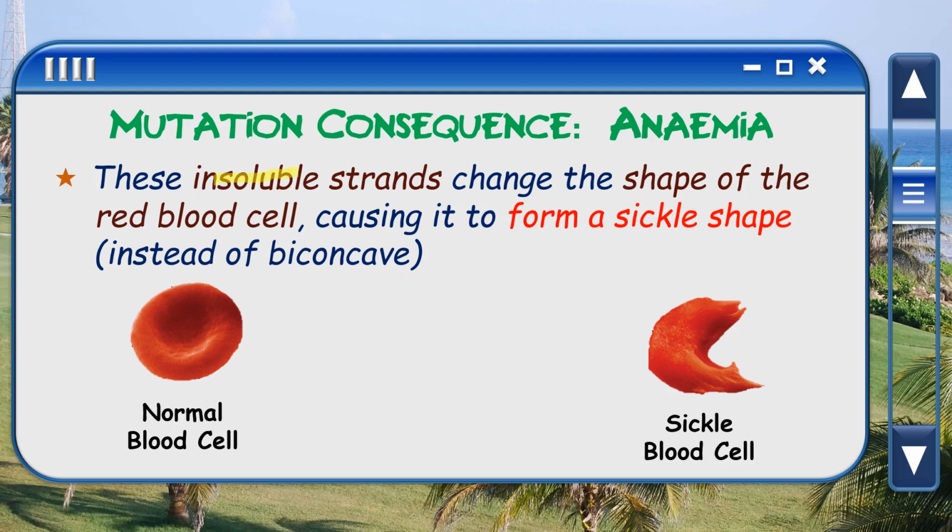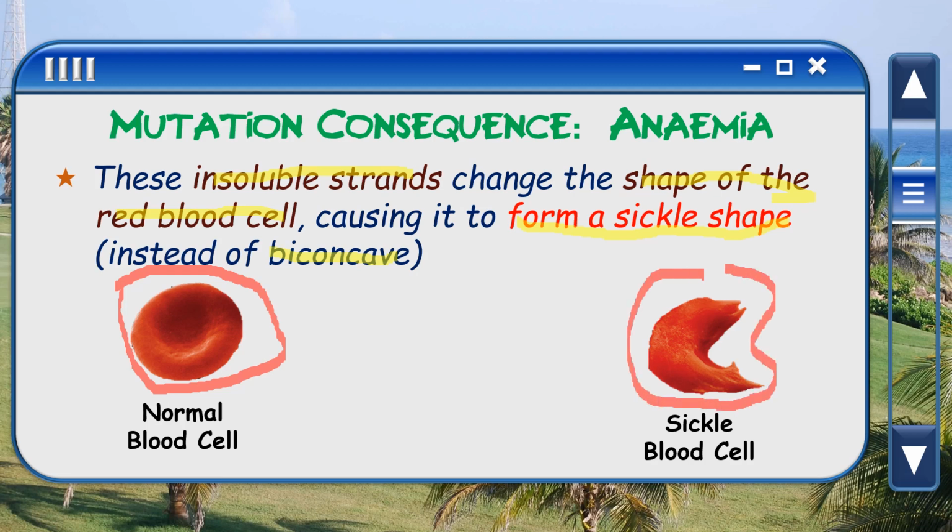Now, the insoluble strands are going to change the shape of the red blood cells. They are going to cause it to form what we call a sickle shape instead of forming a biconcave shape. So we are seeing that because we have changed the amino acid from GLU, which forms the normal biconcave shape, to valine, because of that change of a single amino acid, valine is going to form what we are calling a sickle cell shape.